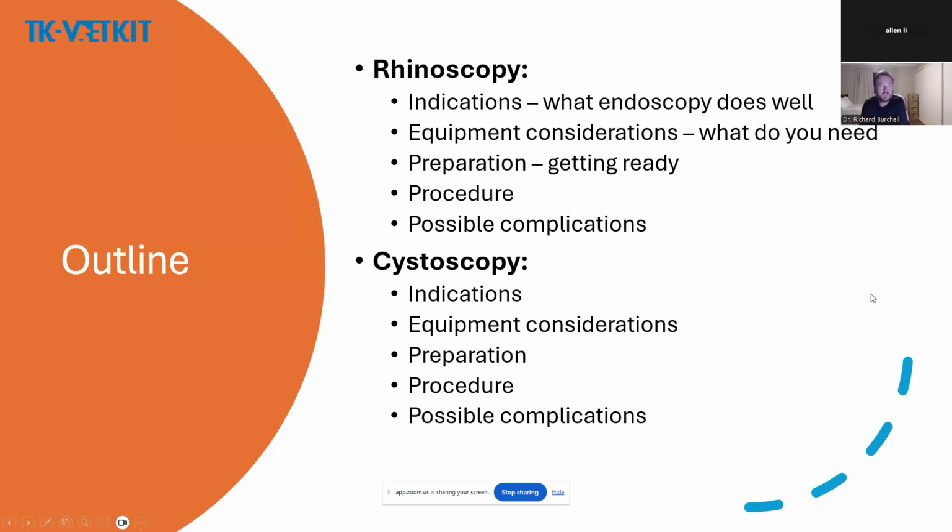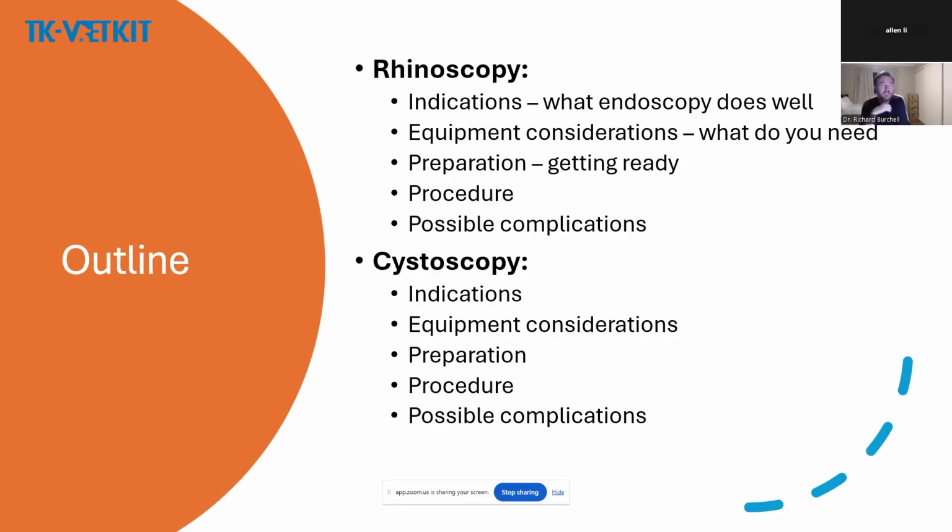So we're going to look at rhinoscopy and cystoscopy. We're going to look at some of the indications and what we use endoscopy for. We're going to consider some of the equipment that you might need. There are obviously a lot of different potential options on the market, and that's where companies like TK Vet can help you, because you can say to them, I'm looking for a rigid scope that's this length and this diameter with this kind of working channel, and they can look in their catalog and find something that's fit for purpose for you.